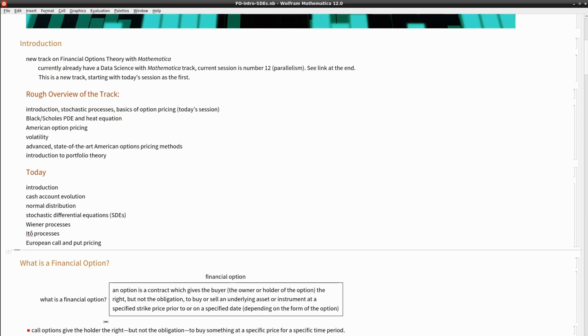What is a financial option? A financial option is an option that gives the buyer of the option, also called the owner or the holder of the option, the right, but not the obligation to buy or sell an underlying asset or instrument at a specified strike prior to a specified date, which we call the expiration date, sometimes called maturity.